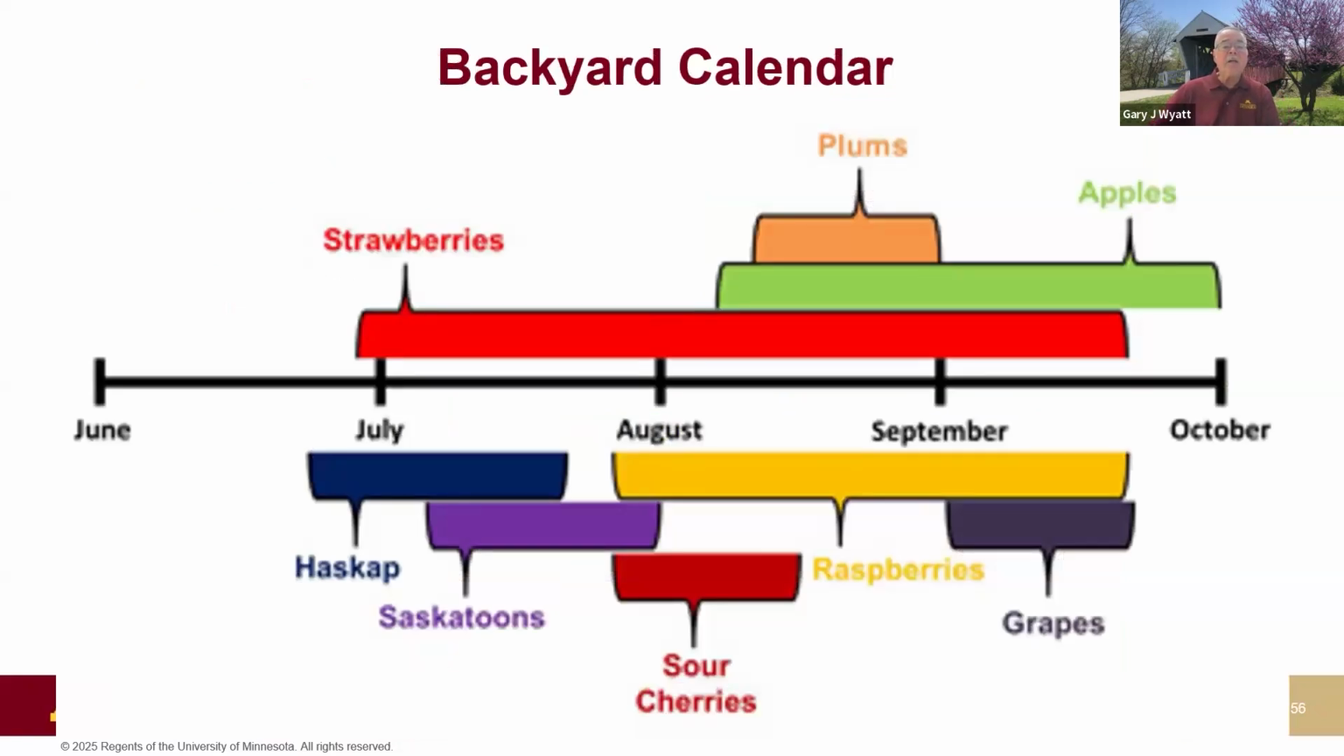So here's a backyard calendar. Here we see Haskap, which is the honeyberries, Saskatoon, Juneberries, serviceberries, strawberries throughout the season, plums, apples toward the end of the season, raspberries maybe mid-season, and sour cherries and grapes. So it's just a pictorial calendar of fruits and nuts that might be available.